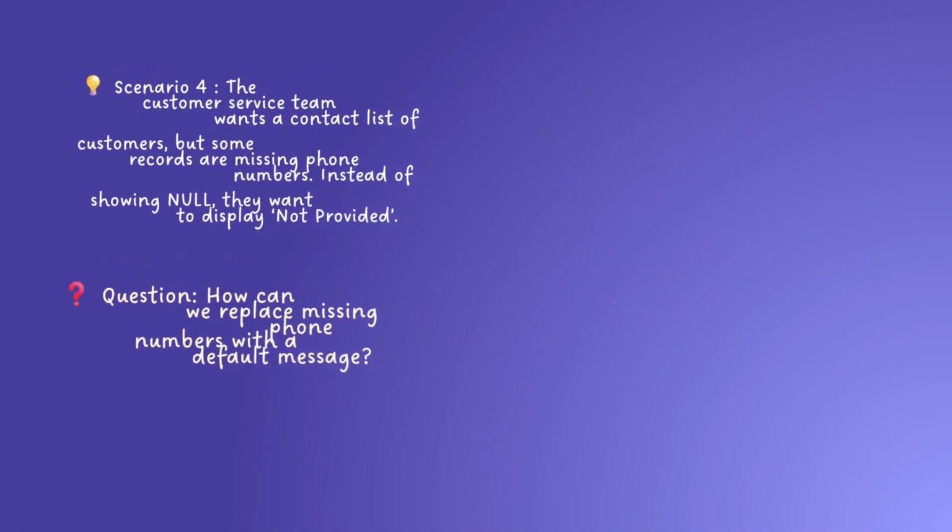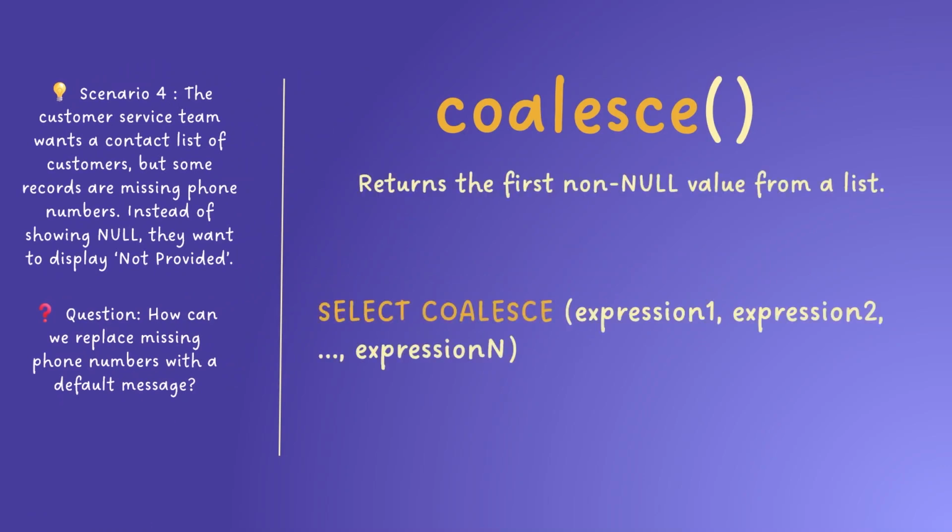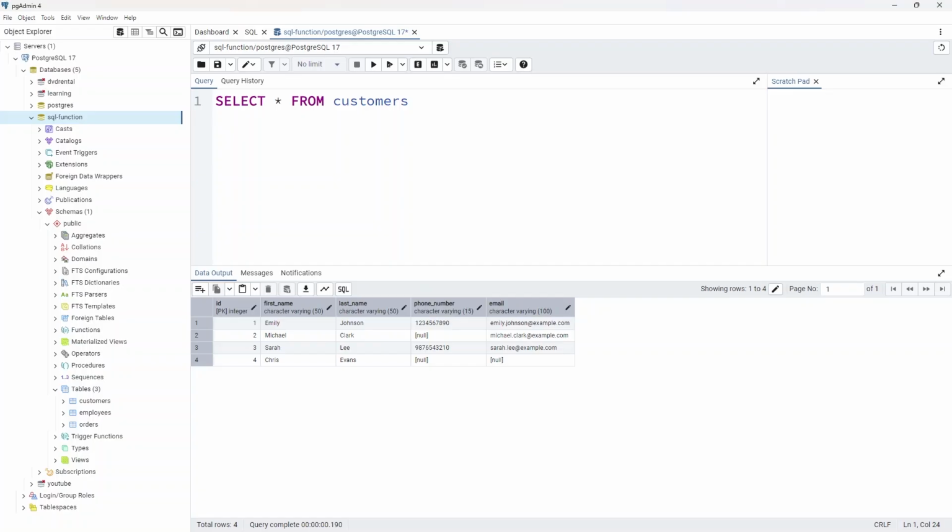So the way we can do this is by using a function that's called coalesce. What it does is, it returns the first non-null value from a list. Simply, it finds the null values in your column and then replaces them with the values that you have mentioned. The syntax is pretty simple. You write the keyword coalesce after select, and then you write the column and then the value you want to replace it with. So let us go to pgAdmin.